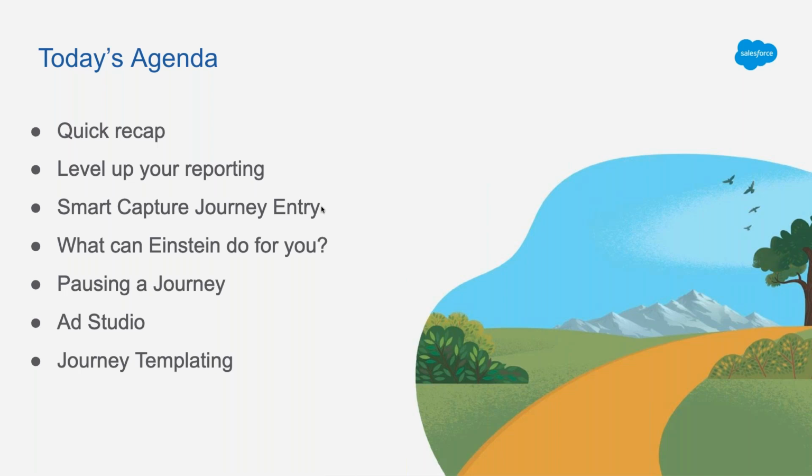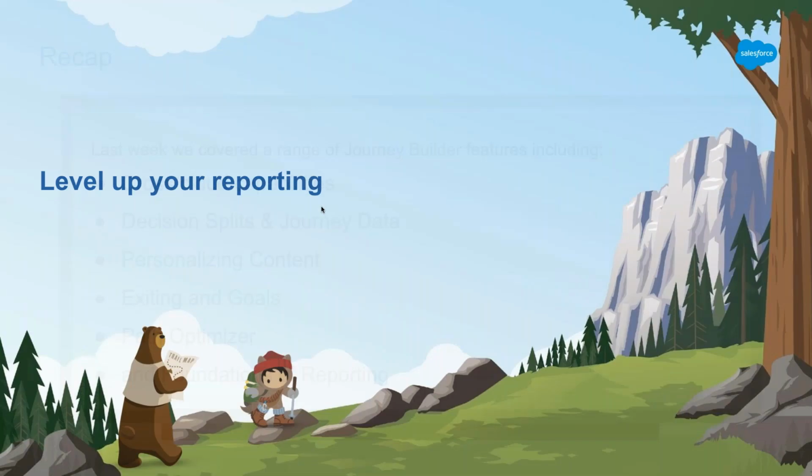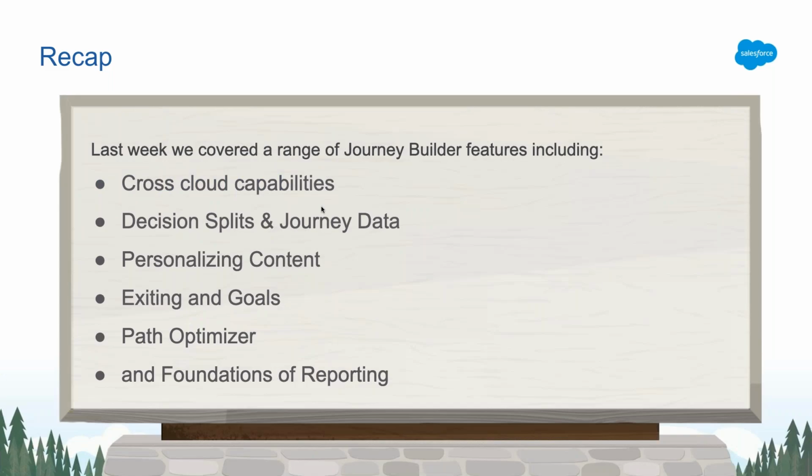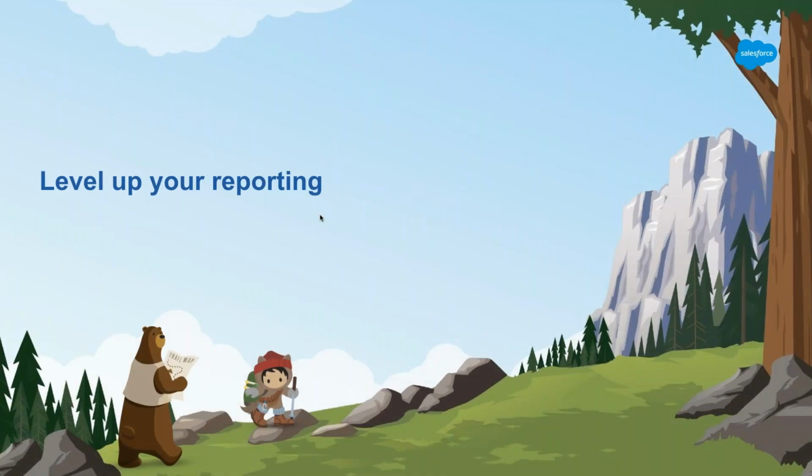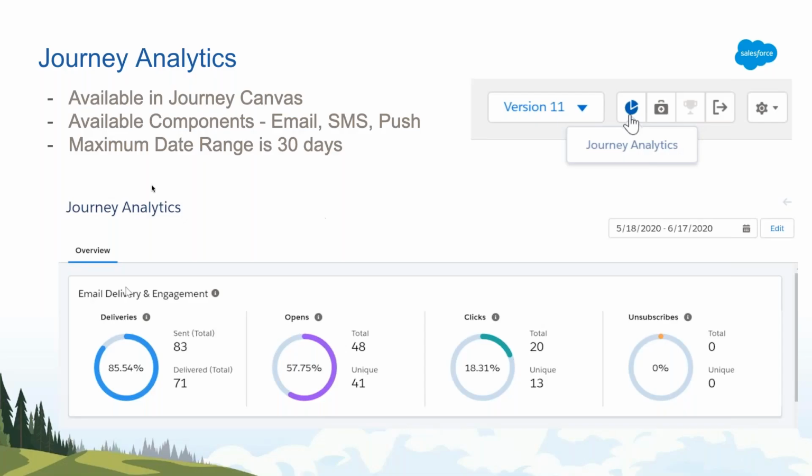But we're going to start off with a quick recap, where last week we covered cross-cloud capabilities, decision splits using journey data and contact data, how to personalize content, exiting goals, path optimizer, and we're going to dive into a bit more depth around reporting after the quick whistle-stop tour of some of the foundations last week. So I'll pass this back over to Natalie to kick off on some of the reporting.